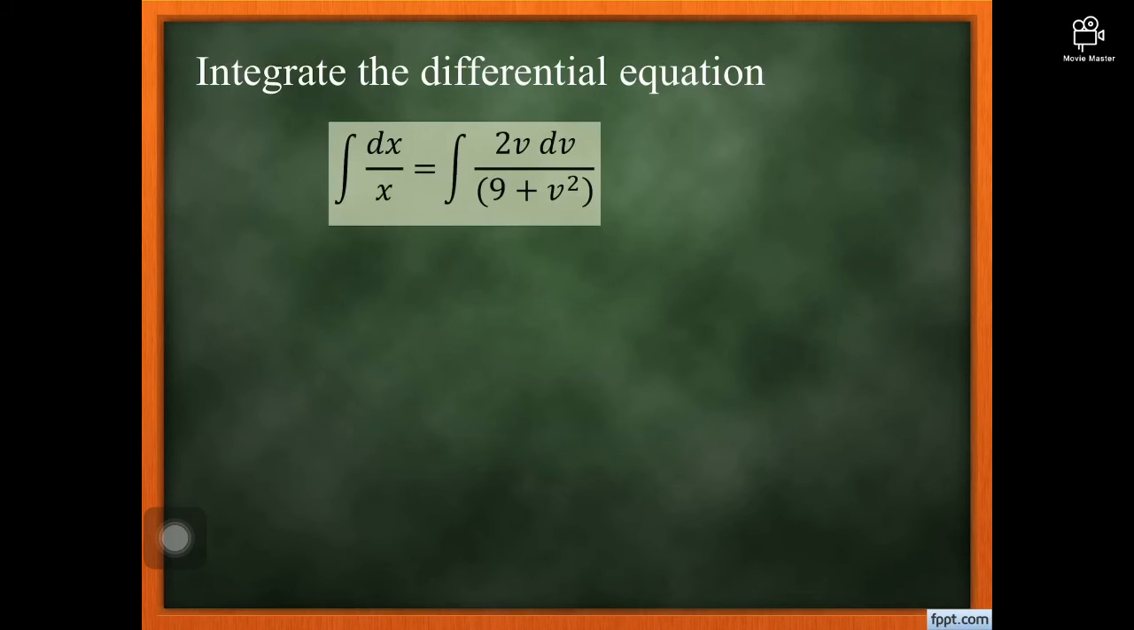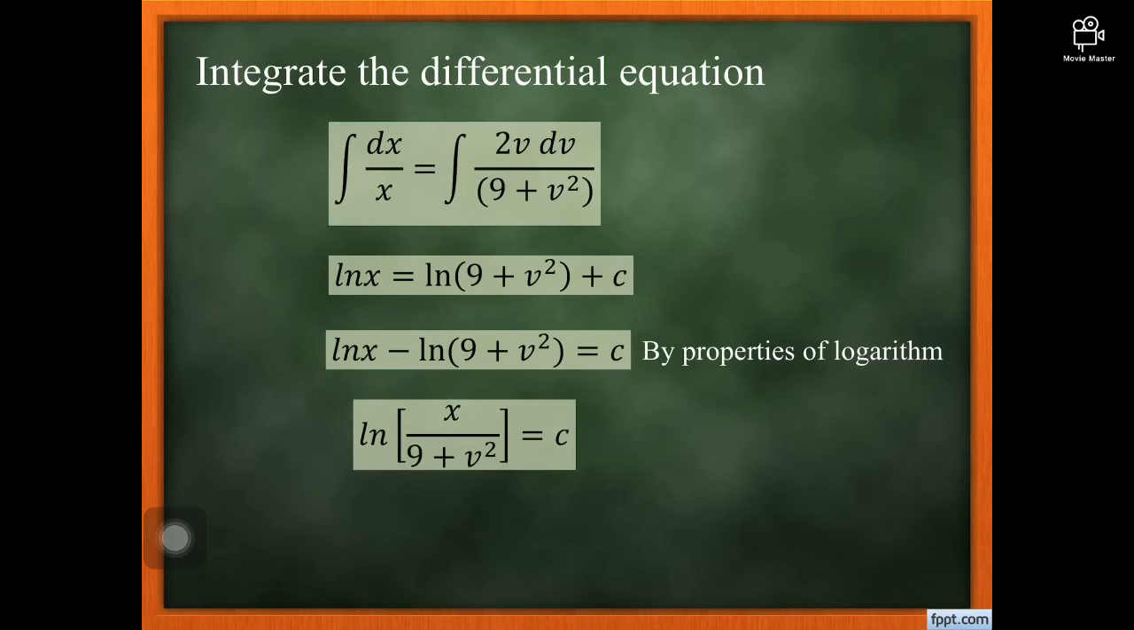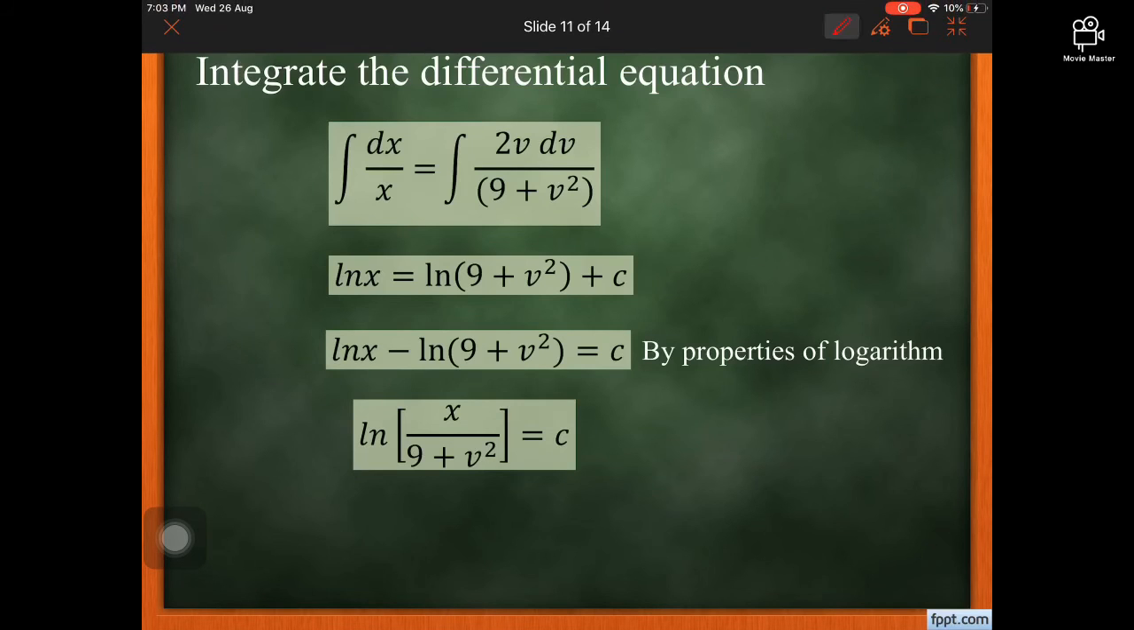So observing the differential equation, you can see that we can directly integrate the equation, and that gives us ln x equal to ln of 9 plus v squared plus c. So we have now the c since this is integration, and we have to add the arbitrary constant. So arranging the equation, we will have ln x minus ln 9 plus v squared is equal to c. And by properties of logarithm, we can change the equation into this form.